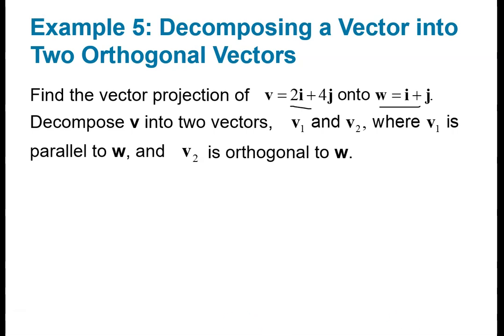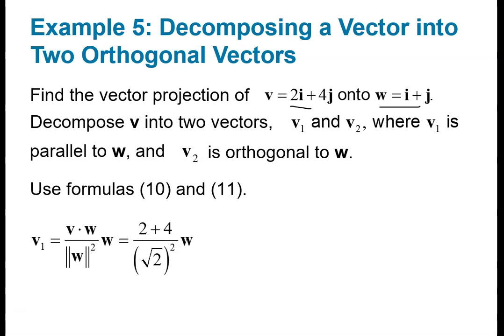So the first thing I'm going to do is that formula, the dot product of V and W divided by the magnitude of W squared, all that times the W vector. So again, the dot product of V and W, this is 2 times 1 is 2, 4 times 1 is 4, so 2 plus 4, that's just going to be 6. The magnitude of W, this is 1, this is 1. 1 squared plus 1 squared is 2. The square root of 2 is 2. So this is just the magnitude of W squared.